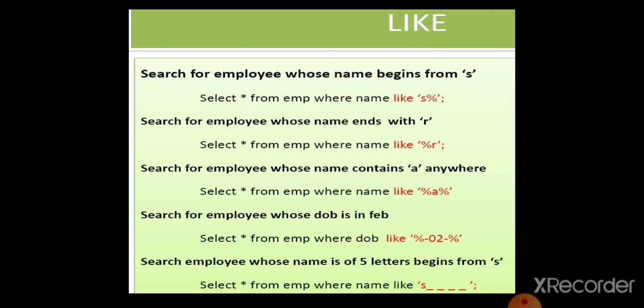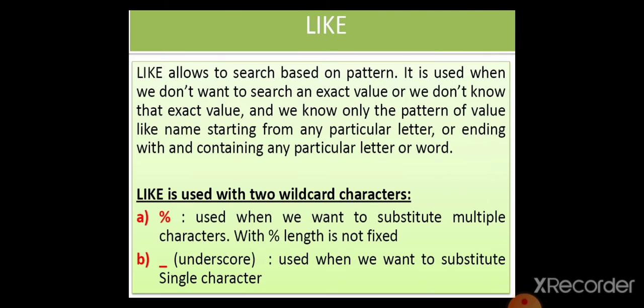Look at the next one. Search for employees whose name is of 5 letters and begins with S. So any employee having the starting letter S in their name and only 5 characters. How to search that? S in the first position, then 4 underscores. That means 4 single characters. Underscore is always used when we want to substitute a single character.